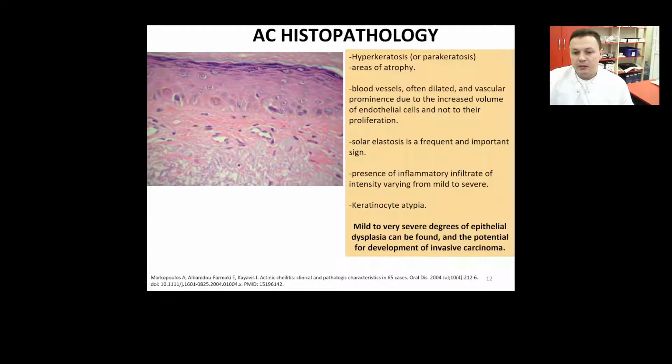Keratinocyte atypia is the most important aspect. It gradually settles in the epithelium. Mild to very severe degrees of epithelial dysplasia can be found, and the potential for development of invasive carcinoma increases with the severity of the change. More severe cellular atypia may be associated with intensive inflammatory condition, often observed in ulcerated AC.